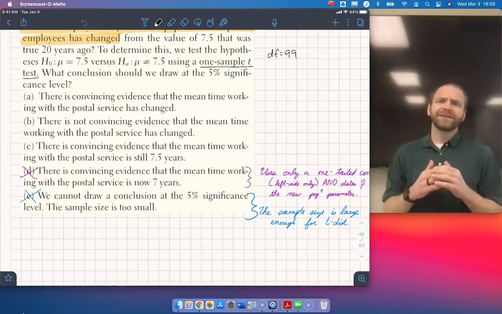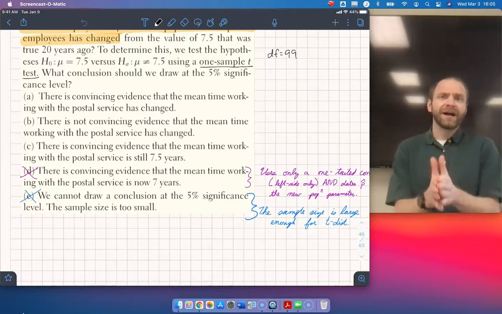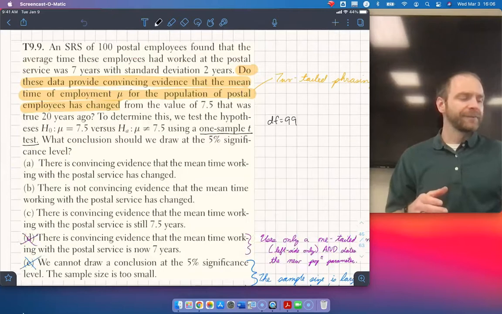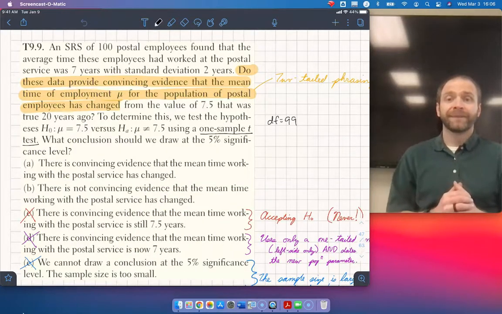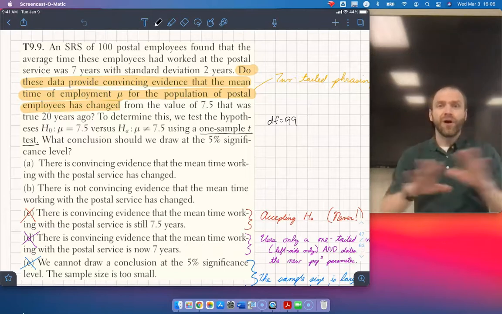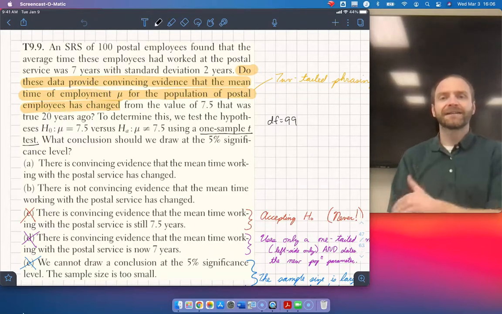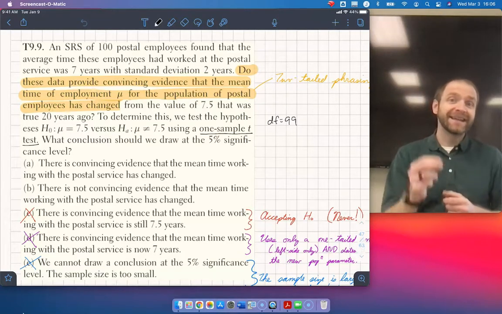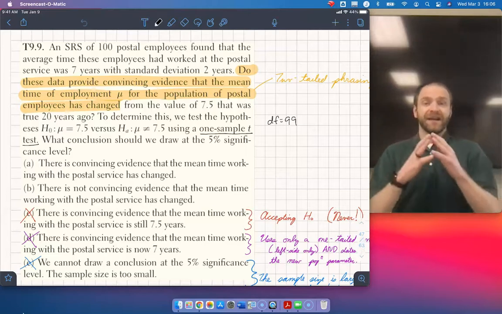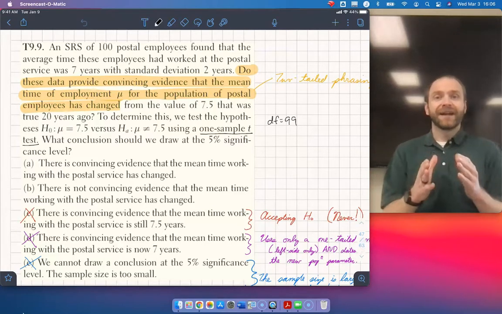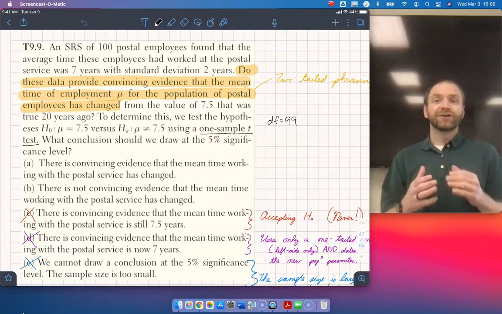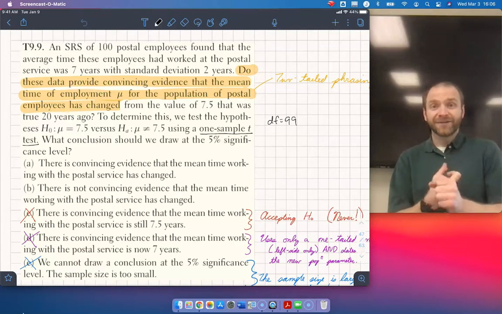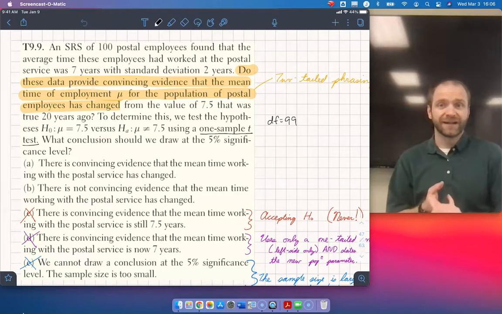There is convincing evidence that the mean time working with the Postal Service is still 7.5 years. Was it 7.5 years? Isn't that our null hypothesis? So in C, aren't I really saying that I am accepting the null? Hey, it's still 7.5 years. No, you never accept the null hypothesis. And so C is really accepting the null hypothesis in context. It doesn't say the phrase, accept the null. It says the phrase, accept the null in context. You're concluding that it is still 7.5 years. No, it's either that you fail to reject or you reject the null. You never conclude the null in context.